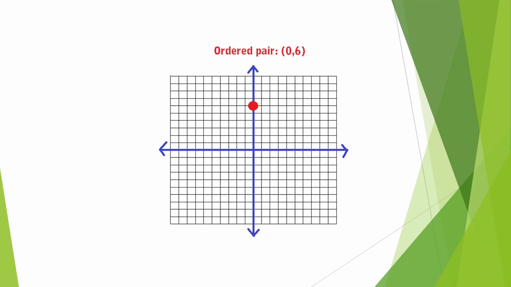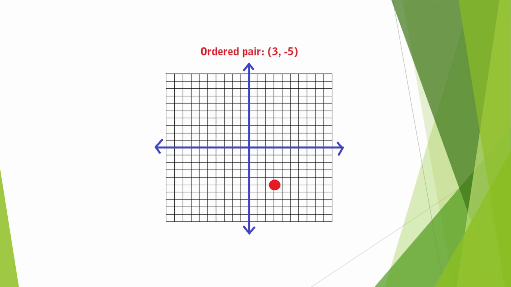Second example, you have a 0 abscissa and a non-zero ordinate. Then it lies on the y-axis. That is 0 for the value of x and then 6 units going up for the value of y. Your point is here on the y-axis.